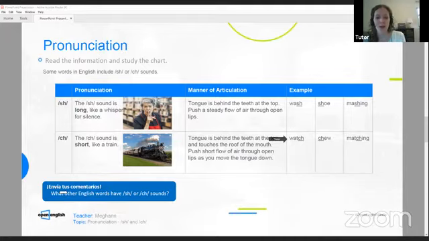So let me check out your comments. What other English words have SH or CH sounds? Envía tus ideas. Alessandra says machine. Good. Samir says catch, shadow, shady. Very good examples. Excellent. These are great examples. Great participation. Very nice work. Let's continue. Vamos a continuar.